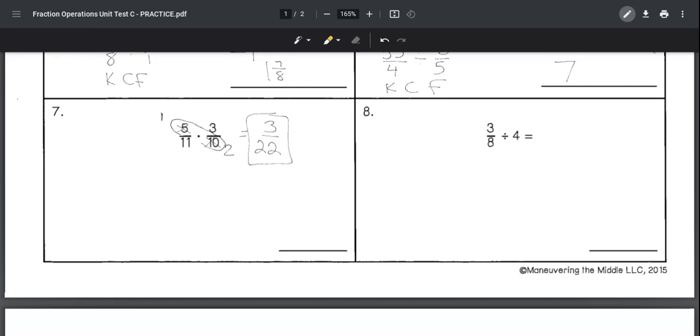All right. Number 8, dividing. So, keep, change, flip. Remember, if you have a whole number, always put a 1 underneath it. I like to do the keep, change, flip after I have tops and bottoms for both fractions. So, keep our 3/8, change division to multiplication, and flip so it's 1/4. Multiply straight across, and you're going to get 3/32.